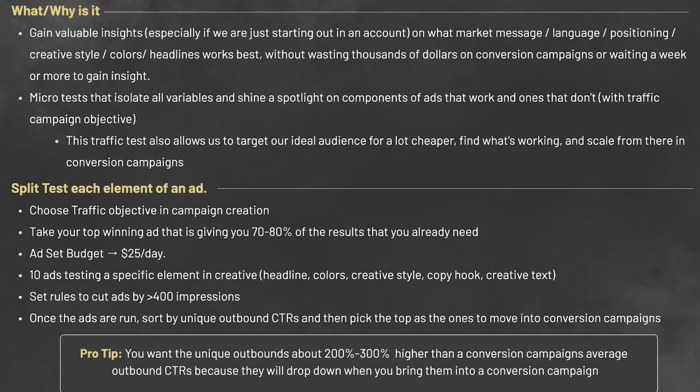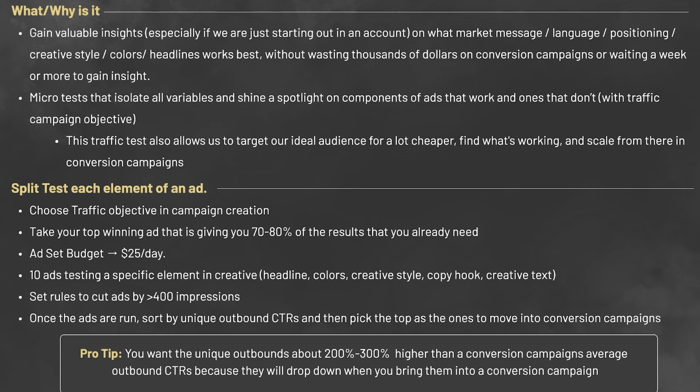And here's the cool part. You can set the ad set budget to $25 a day. You can do this test very, very cheaply, okay? So $25 a day, you have 10 ads testing different specific elements, and then you're just going to create a rule inside of Facebook that'll turn off the ad, not the ad set, the ad, after it goes past 400 impressions. Very cheap, it's a very small test.